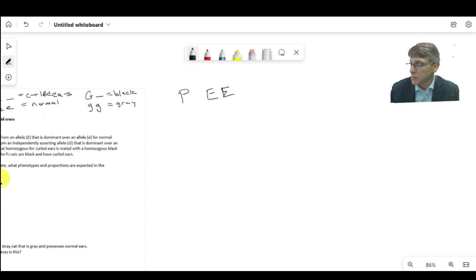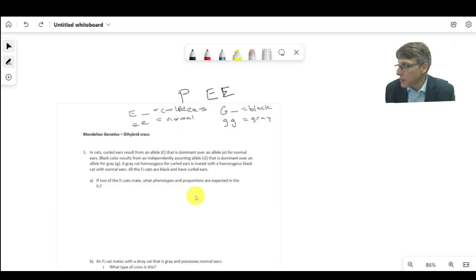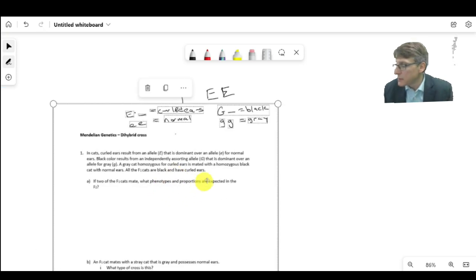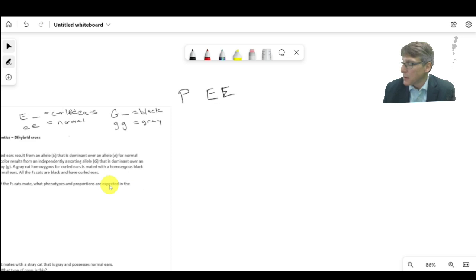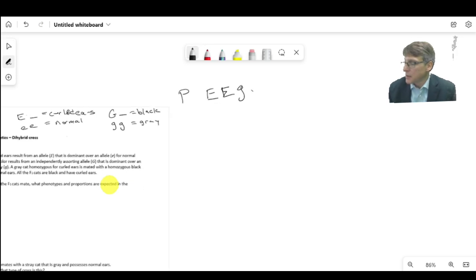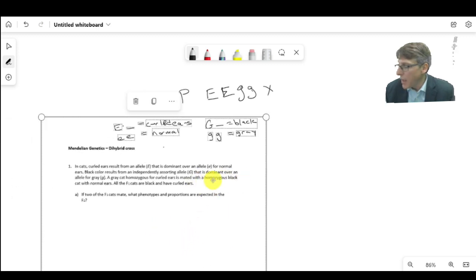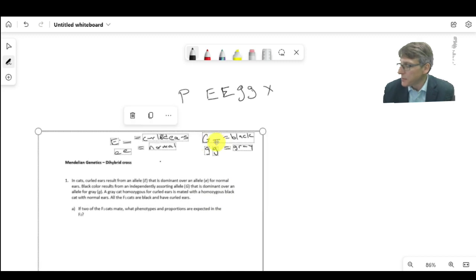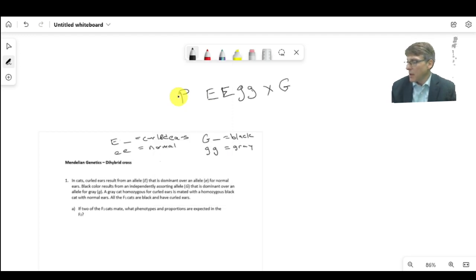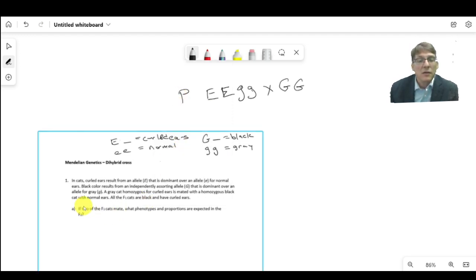And then we see that this cat is for curled ears, and it's a gray cat, so that means it's little g, and this cat is crossed with a homozygous black cat, so black, homozygous with big G, so big G, and that the cat has normal ears, so has little e.